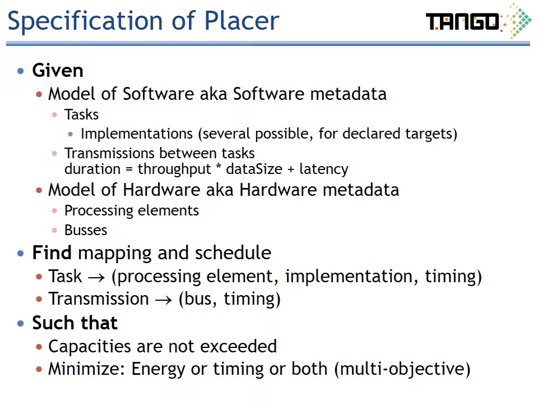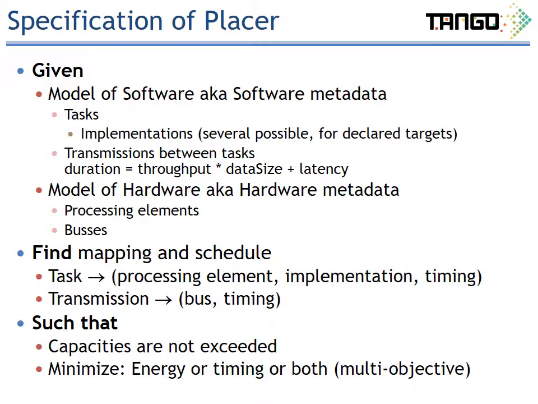So the model of the hardware, the hardware metadata, includes the processing elements, the FPGA and CPU, with their own characteristics. Typically, you can define the operating frequency of the CPU, the number of gates and multipliers of the FPGA, etc. Basically, you are free to define any kind of cumulative resource for processor and FPGA, etc. And you have the buses, which define the throughput and latency and also the connectivity.